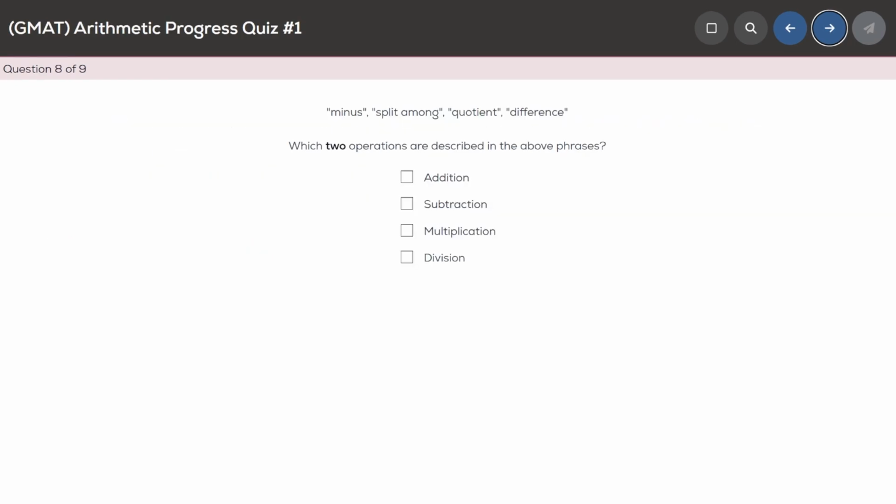Number 8, which 2 operations are described in the above phrases? Whenever you see minus or difference, that is subtraction. Whenever you see split or quotient, you're talking about division. So remember, you want to memorize that vocabulary, because on the GMAT, there's a lot of word problems. And a lot of times you have to translate the word problems into, do I put a plus? Do I put a minus? Do I put a multiply sign, a divide sign? So you want to memorize that kind of vocabulary.